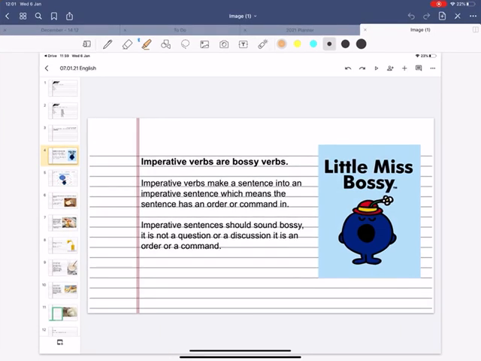Okay, so imperative verbs are bossy verbs, which means they are giving an instruction. So they're telling somebody what to do. So imperative verbs make a sentence into an imperative sentence, which contains an order or a command. So an imperative sentence will sound quite bossy. So it's not a question or a discussion. It contains an order or a command.